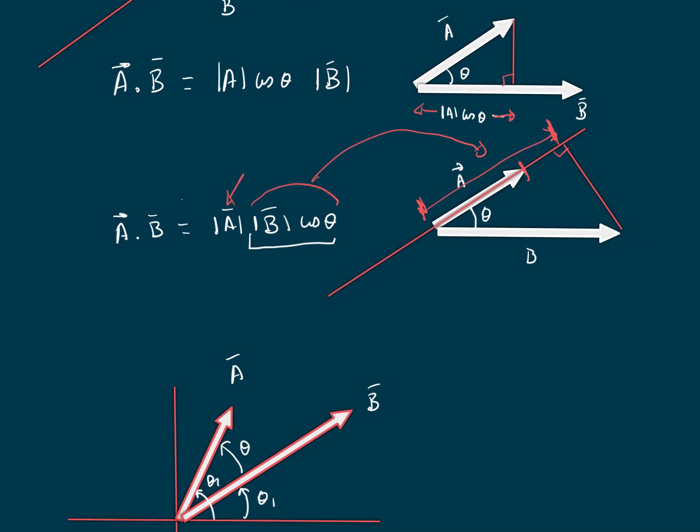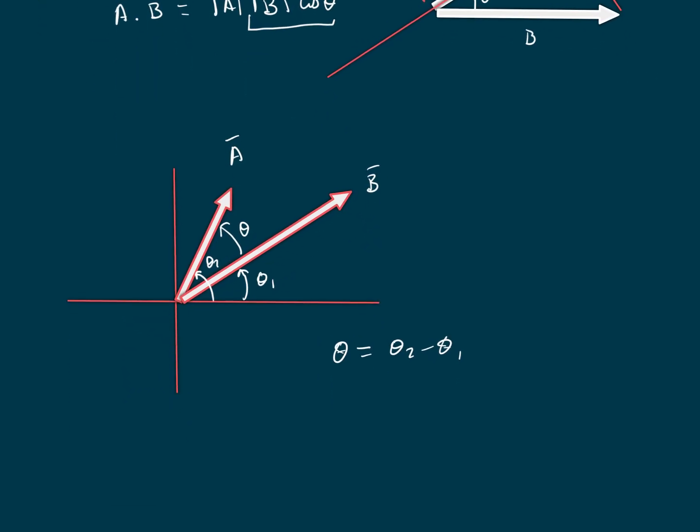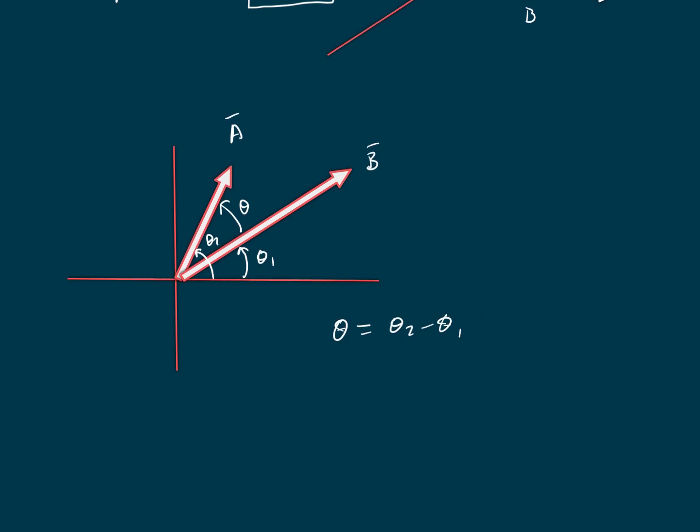So when we have two vectors A and B, we have a Cartesian system where I have the components of the vector, which are AX and AY. What is AX? AX is the magnitude of A by cosine of theta. What is AY? AY is the magnitude of A by sine of theta.